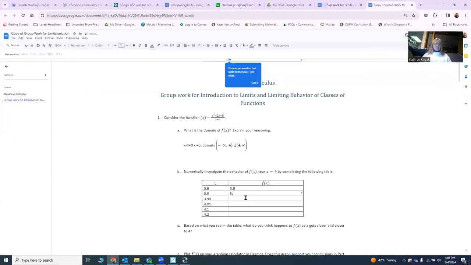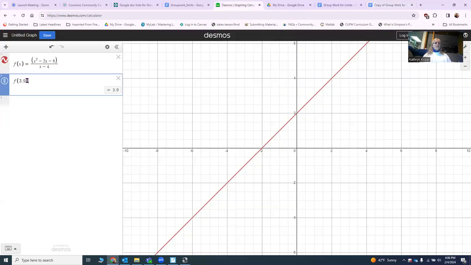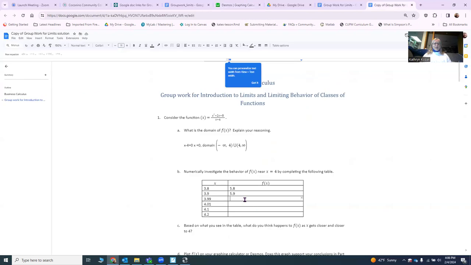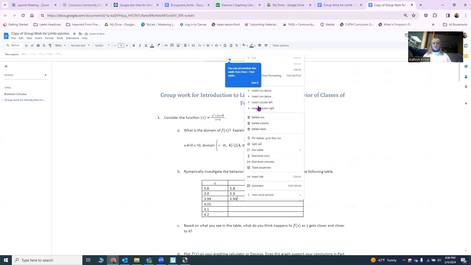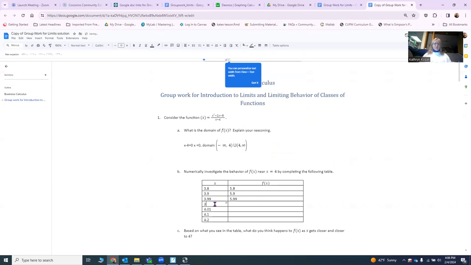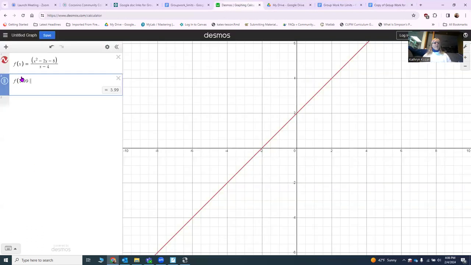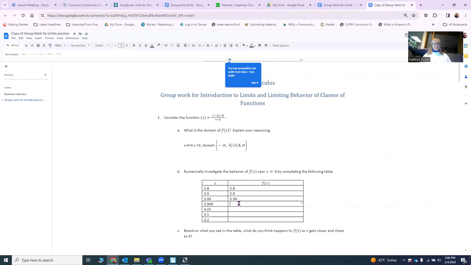I'm just filling in this table as I go with these numbers. And I want 3.99. I go back to Desmos and put a 3.99 in there, and I see I get 5.99. Now, again, this is probably not enough numbers. We probably could have done with another one, so I could insert a row below this and do one more. Let's do 3.999. You may not have known to do this, but another one might give me a little bit more information. I get 5.999.